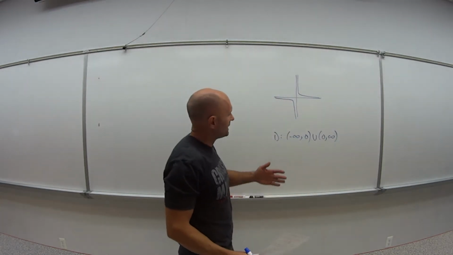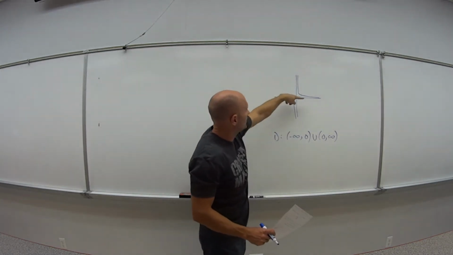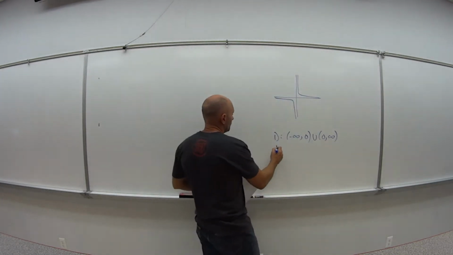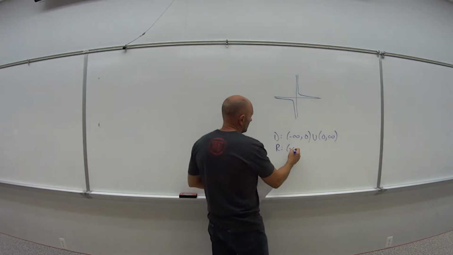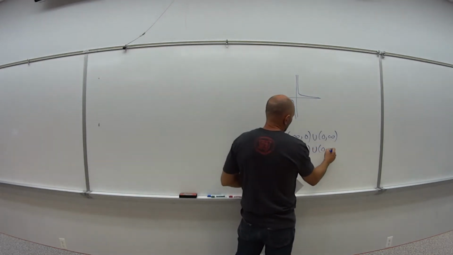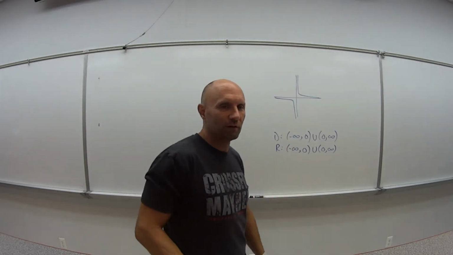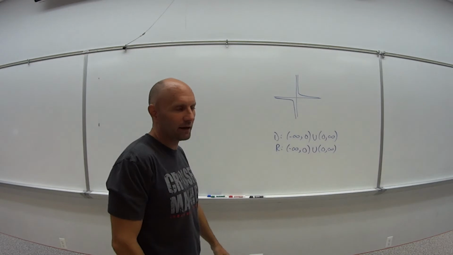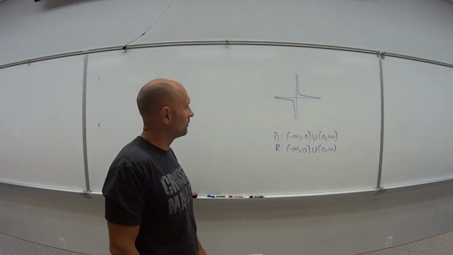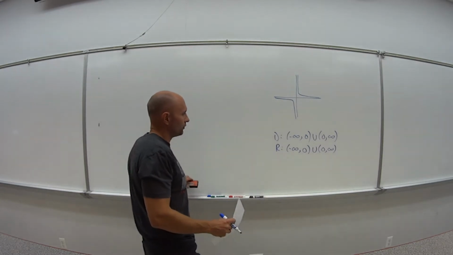And how about the range? The range was everything from negative infinity up to positive infinity without including 0, so the range looks the same. Negative infinity up to 0, union 0 up to infinity. So again, I just wanted to finish that up. Forgot to do that at the end of the last problem for video 1. So that would be our domain and range in interval notation.